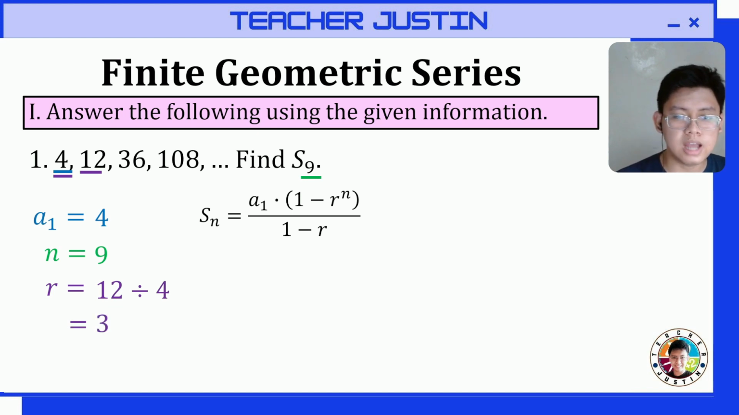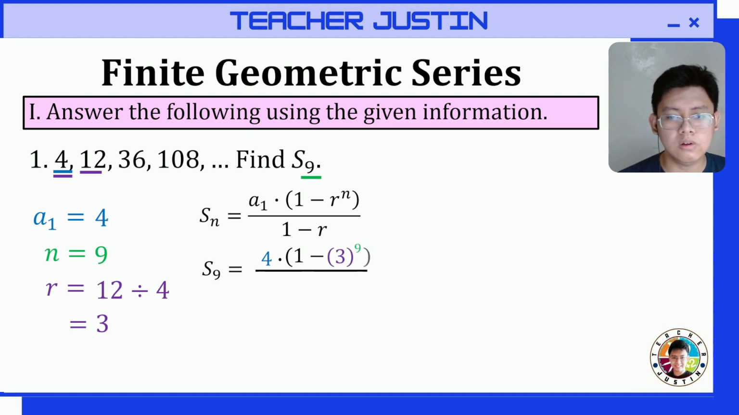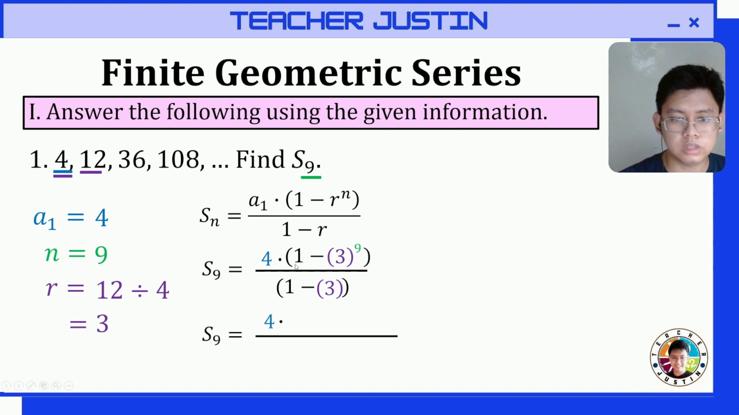Now, our givens are complete. Let's substitute them into our formula. So we're looking for S sub 9 is equal to 4 times the quantity 1 minus 3 raised to 9 all over 1 minus 3. Let's simplify this using the order of operations. Let's start with the exponent. So we will have S sub 9 is equal to 4 times the quantity 1 minus 19,683 all over negative 2.